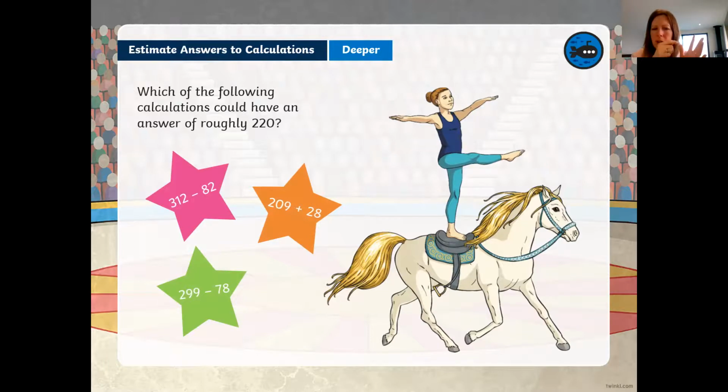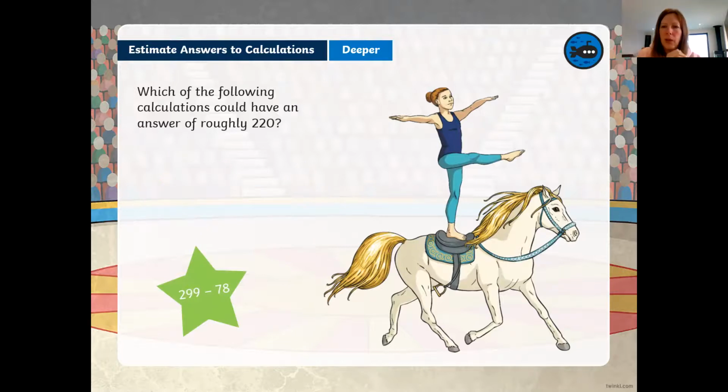But let's count back in our 80 just to check. So 300 take away 80. So 290, 280, 270, 260, 250, 240, 230, 220 if I take away my 8 tens. So I think that green one is the best estimate there for giving us an answer of roughly 220. They agreed with us, look, got the green star left.